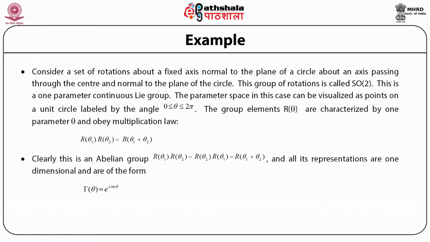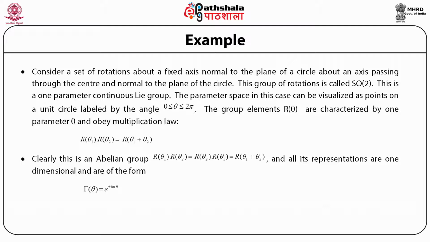Clearly, this is an abelian group. Because whether we first rotate by theta 1 and then theta 2, or we first rotate by an angle theta 2 and then by theta 1, the result is always the same. That is a rotation by angle theta 1 plus theta 2, which means that R(theta 1) into R(theta 2) is equal to R(theta 2) into R(theta 1), which is equal to R(theta 1 plus theta 2). And since it's an abelian group, we have seen in the earlier modules that all its representations are one-dimensional.